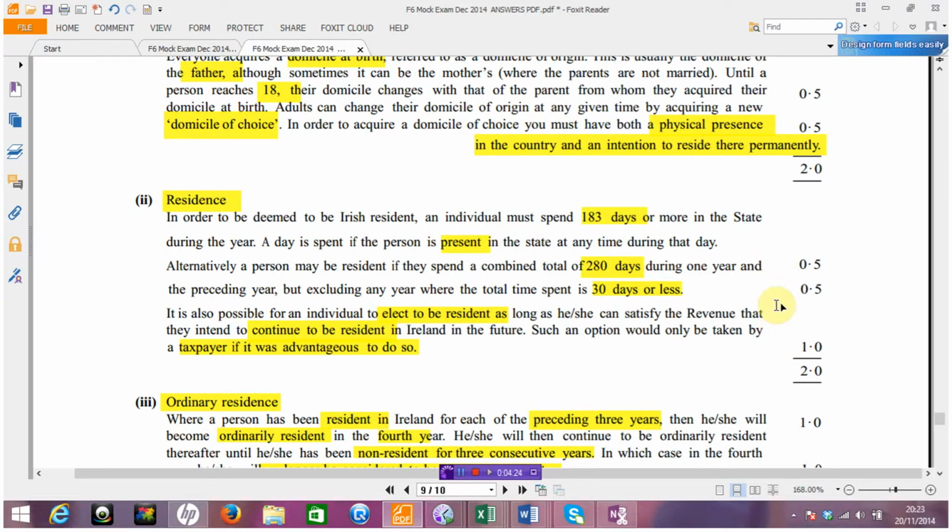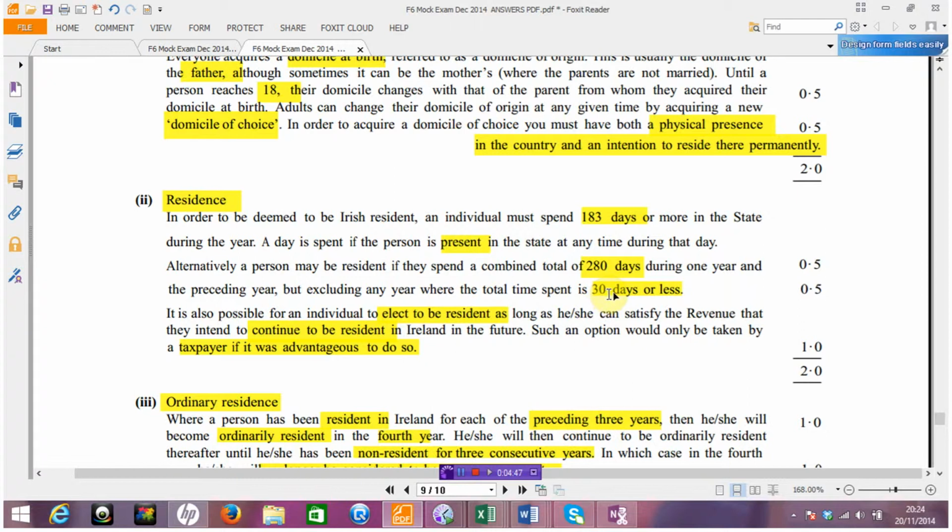Next point here is in relation to the second rule, sometimes called the look back rule, and it's really this area of 280 days between the current year and the preceding year, where the years are a minimum of 30 days or more in any year, normally the current year.